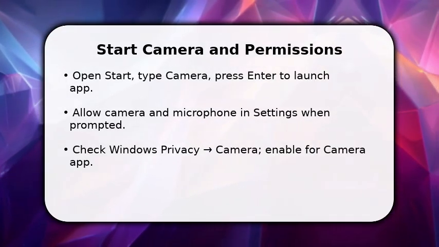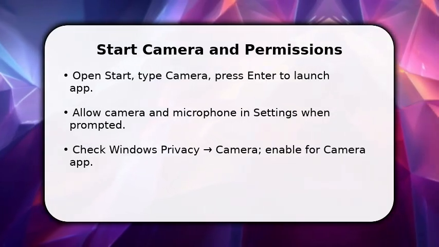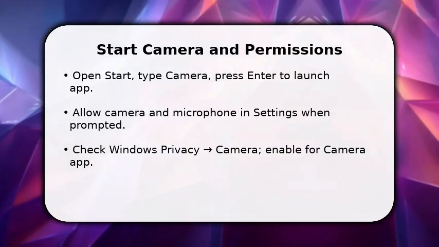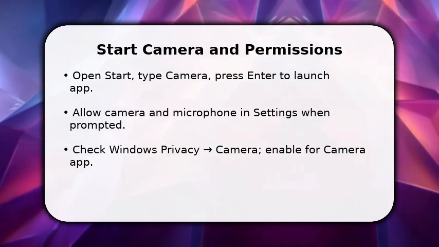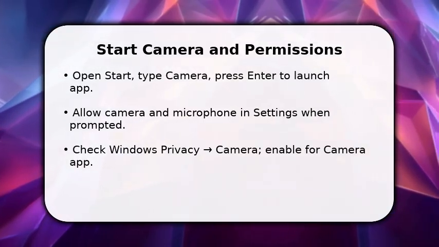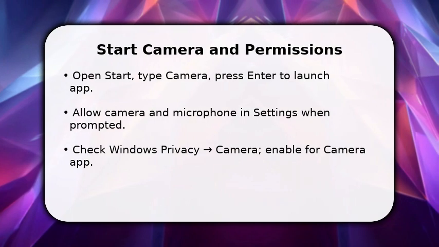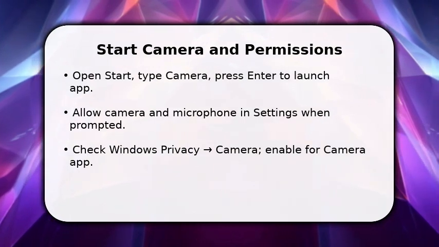Next, select the front or rear camera icon to choose hardware. This switches the feed immediately. You'll see live preview. Adjust app permissions if the preview is black. Begin recording or snapping photos with the shutter button once live video appears.